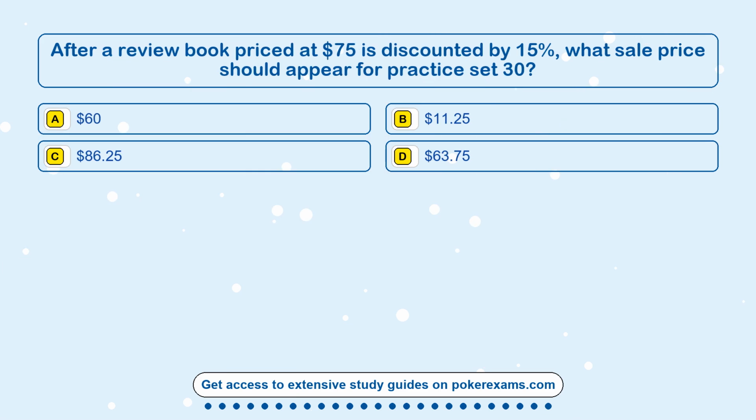Question 3. After a review book priced at $75 is discounted by 15%, what sale price should appear for practice set 30? Option A $60. Option B $11.25. Option C $86.25. Option D $63.75.